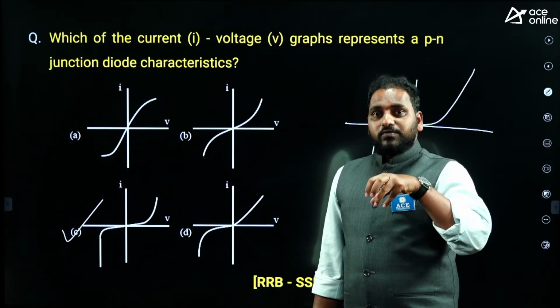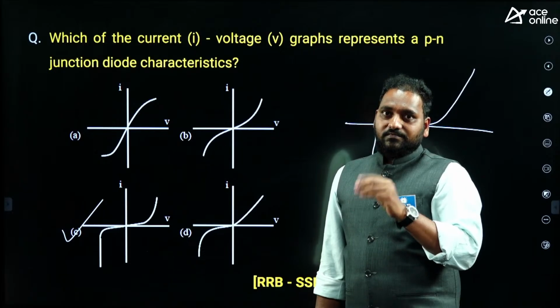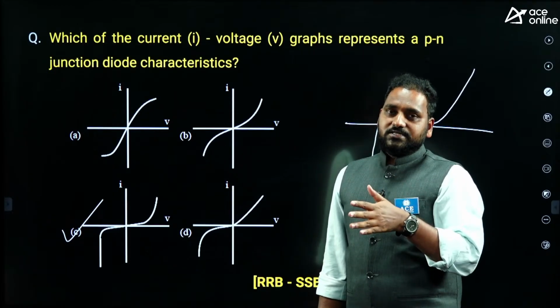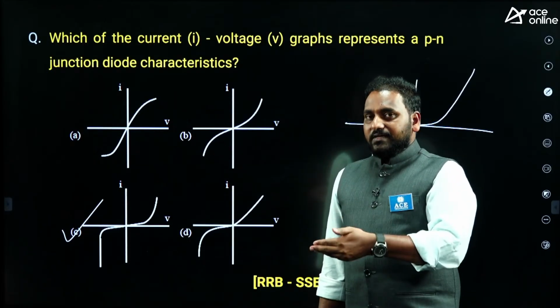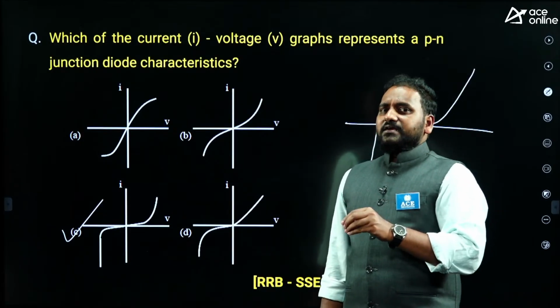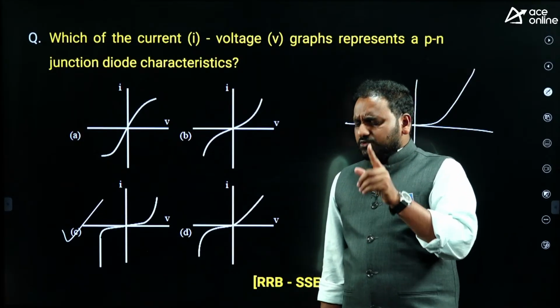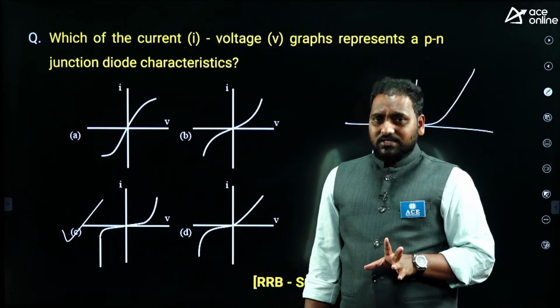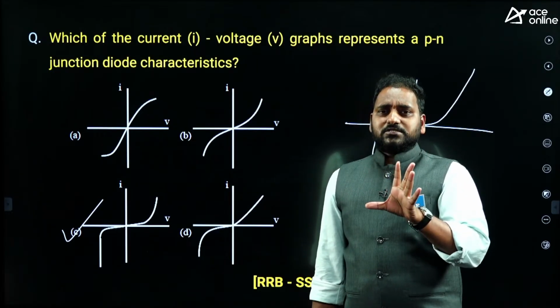Whatever common points we have between JFET and MOSFET: VVR, voltage variable resistor, which region it works in, or what is the meaning of the saturation point. Basic current equations, maybe only once or twice a current equation question is found. In the majority of cases, theory questions.